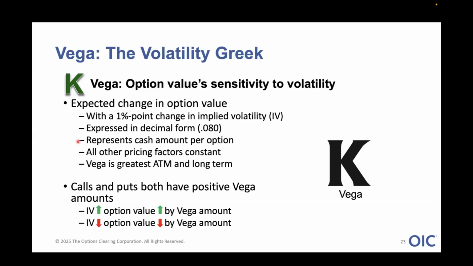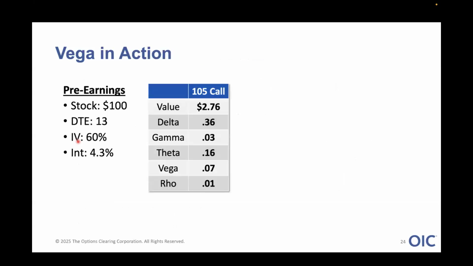But over time, as volatility is mean reverting, you're going to be better served buying when it's low and selling when it's high because of that mean reversion. So let's look at an example here. This is Vega in action. Let's just say we're looking at a $100 stock. It has 13 days to go to expiration, and the options are kind of expensive. They're trading at a 60 vol. It has interest rates of 4.3. So these are all the values with all the Greeks below them.